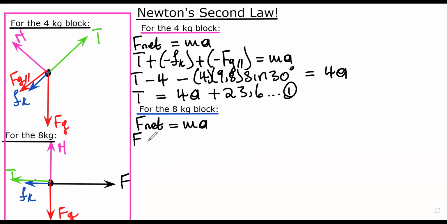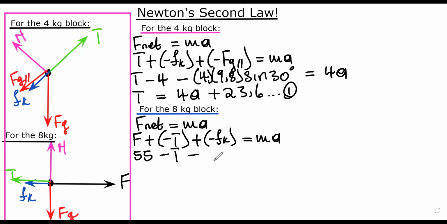The applied force is in the direction of motion, so we say it's positive. But the tension force is negative, as well as the kinetic frictional force. And everything is equal to MA. The applied force is given to us as 55 newtons. We are looking for the tension. The kinetic frictional force is also given to us as 8 newtons. And this is equal to 8A.